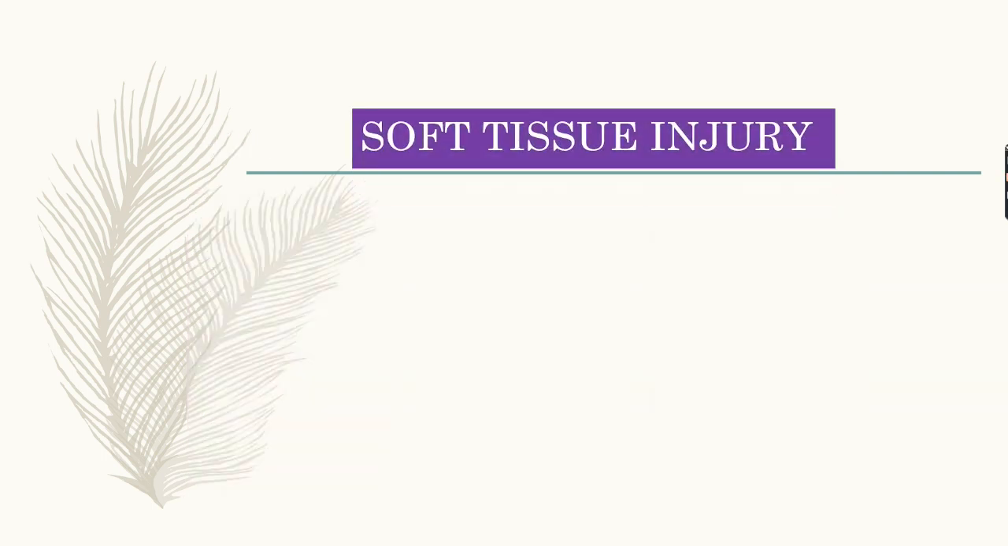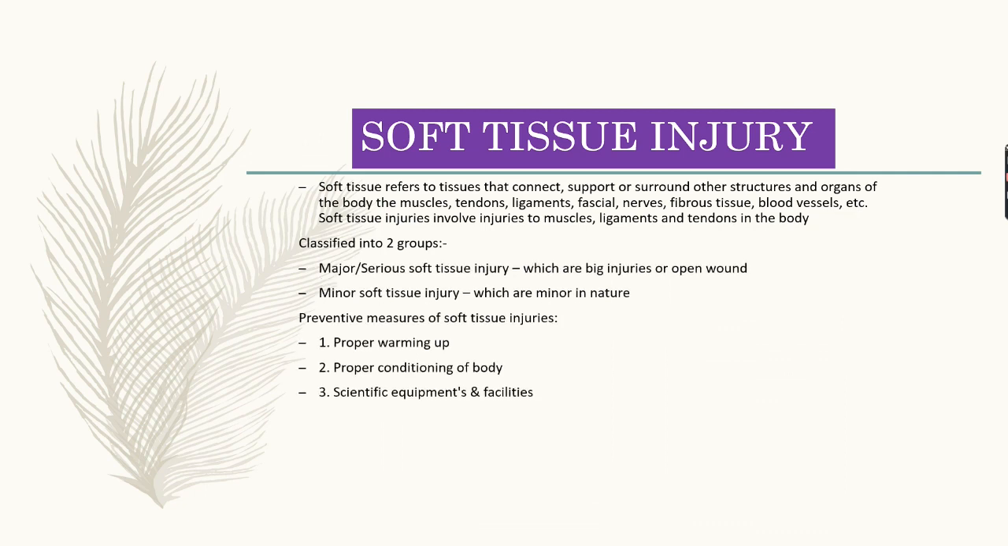Soft tissue injury. Soft tissue refers to tissues that connect, support or surround other structures and organs of the body: the muscles, tendons, ligaments, fascia, nerves, fibrous tissue, blood vessels, etc. Soft tissue injuries involve injuries to muscles, ligaments and tendons in the body, classified into two groups: major serious soft tissue injury, which are big injuries or open wounds, and minor soft tissue injury, which are minor in nature.